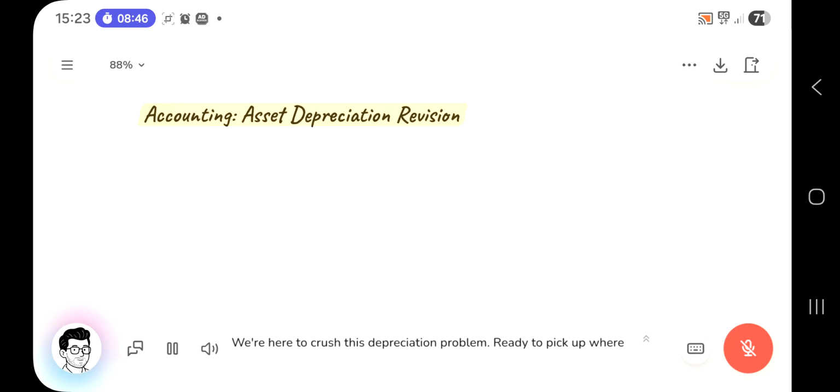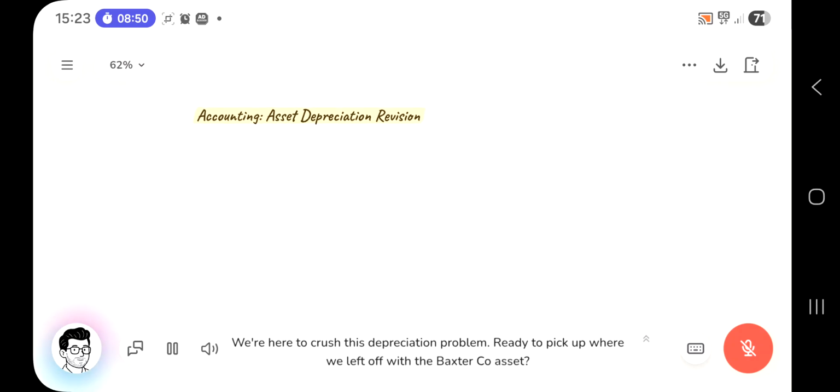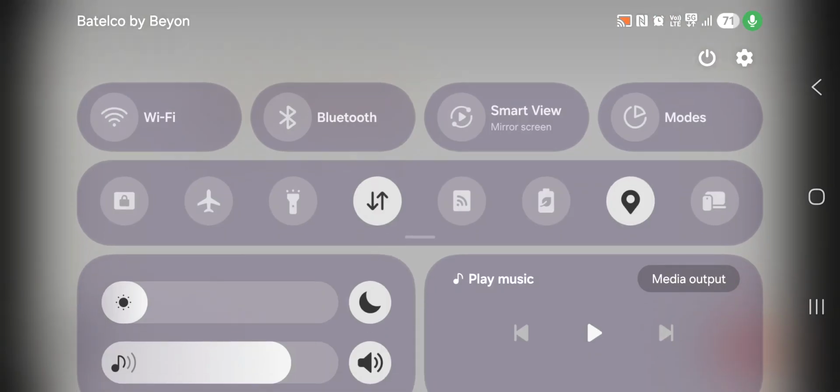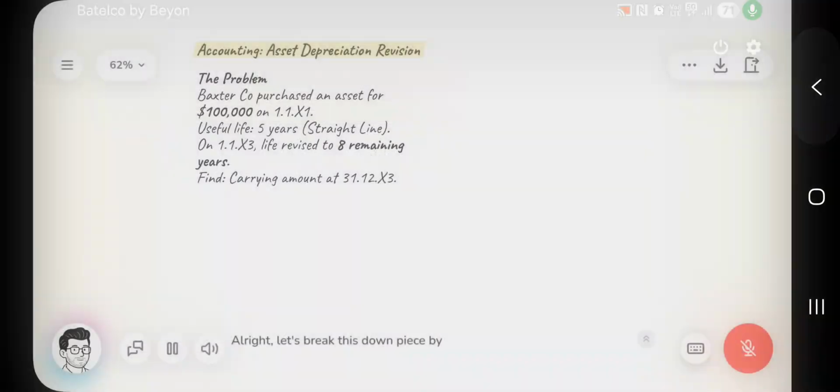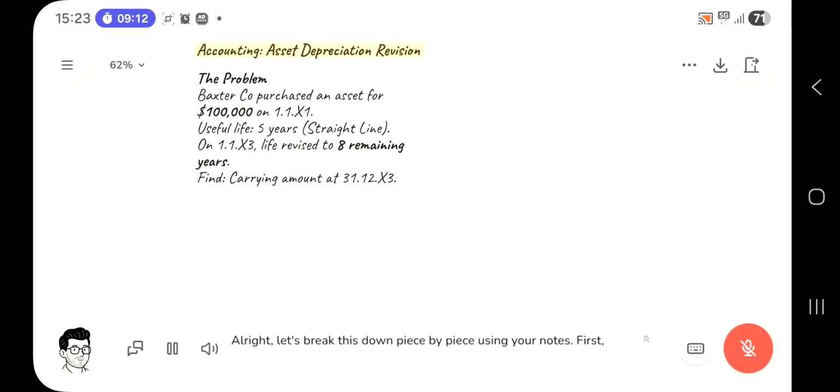We're here to crush this depreciation problem. Ready to pick up where we left off with the Baxter Co asset? Alright, let's break this down piece by piece using your notes.